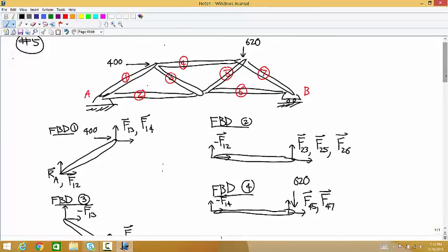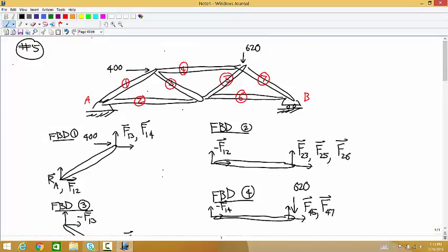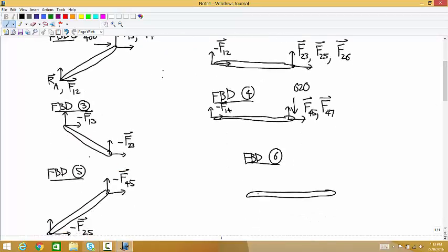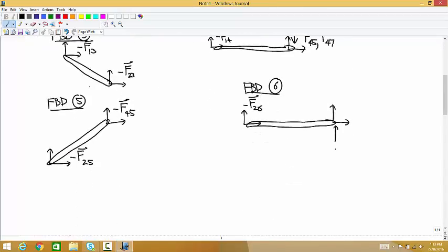And then the 6, at the left end, it's touching 2. So that's negative F26. Over here, it's the lowest numbered member, which means it makes contact with 7, and it also makes contact with that roller. So we have the force RB from the roller and the force on 6 by 7.